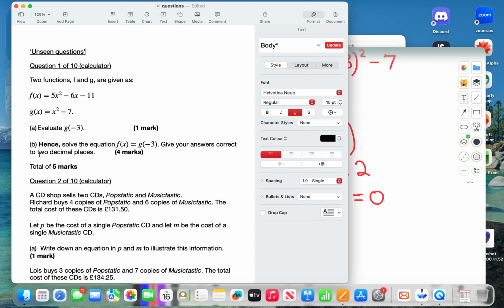But if you're told to give the answer correct to 2 decimal places, and as you see above, this is a calculator question. I've deemed this question as such that it would come up in a calculator exam. You would have to use the formula. It's highly unlikely that you would be able to factorize it. So if it says give the answer correct to 2 decimal places, that's a massive hint. Use the quadratic formula.